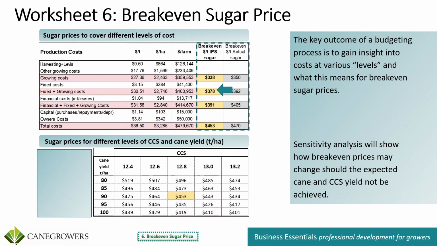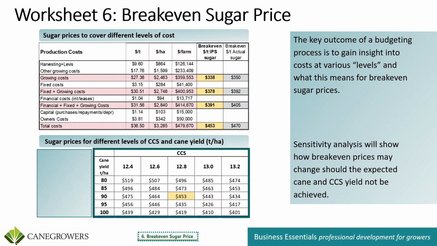At the next level, $378 would cover only the direct fixed costs and growing costs. And so on until we reach $453 as the break-even pool priced sugar to cover all costs. At $453, there would be zero profit for this business. Similarly, this information is also provided for forward priced sugar.